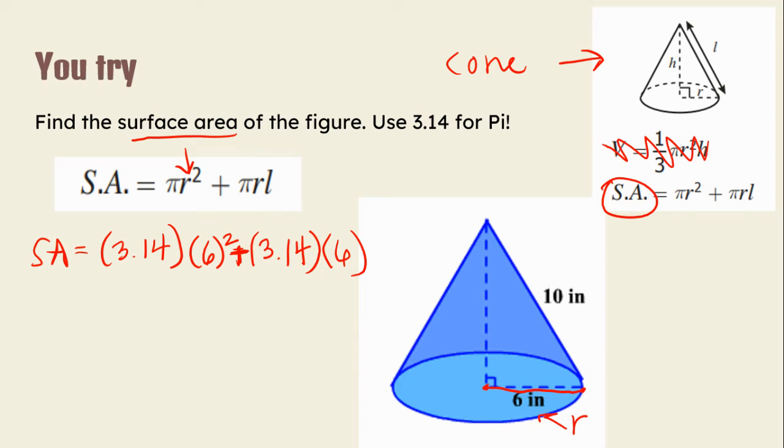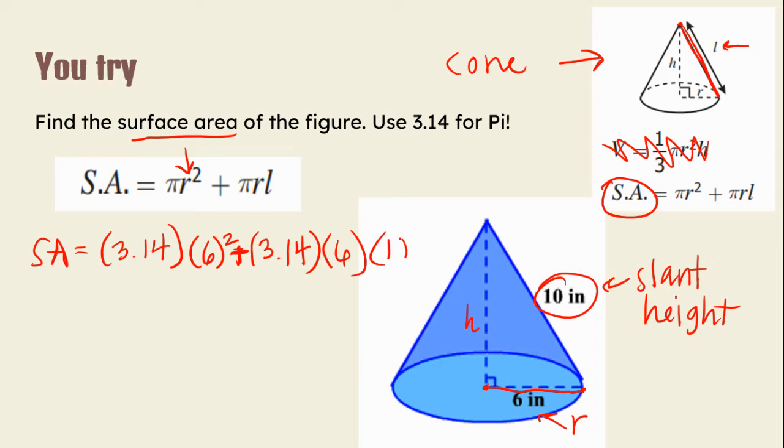What is L? Length? It's a little tricky because we've seen L before in other shapes, but L, when it comes to a cone, look at the picture and look where L is. L is actually called slant height. So this is the slant height, because note it's not the vertical height from the center of the circle to the top. It's not H, but it's the slanted height. So what is the slant height in this example? It's 10. So that is our L.